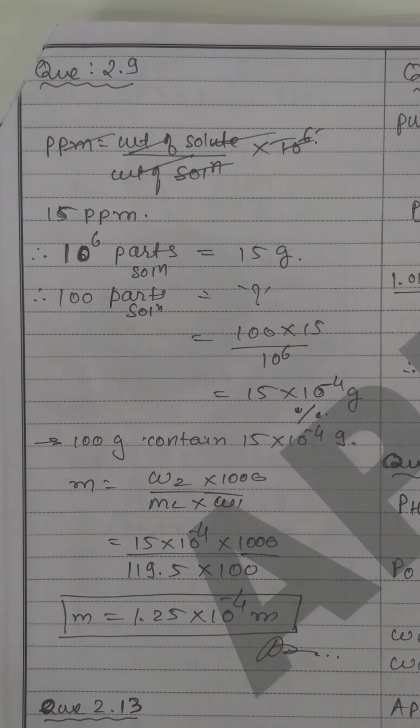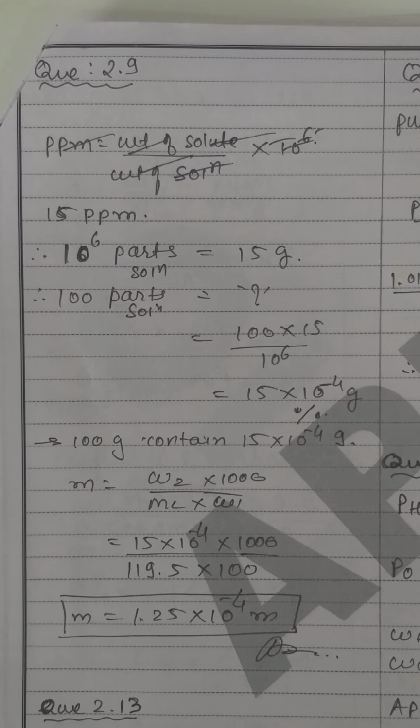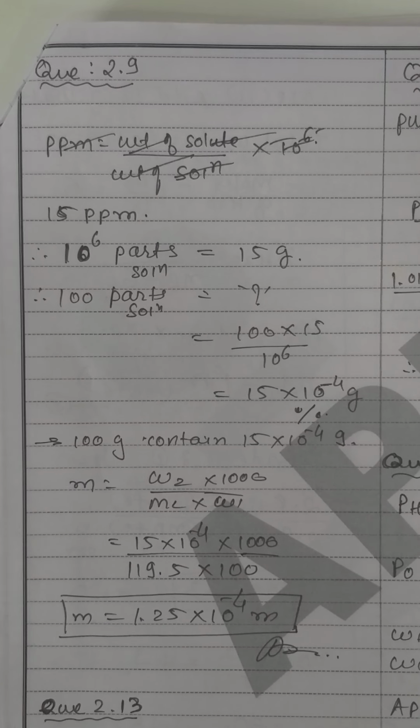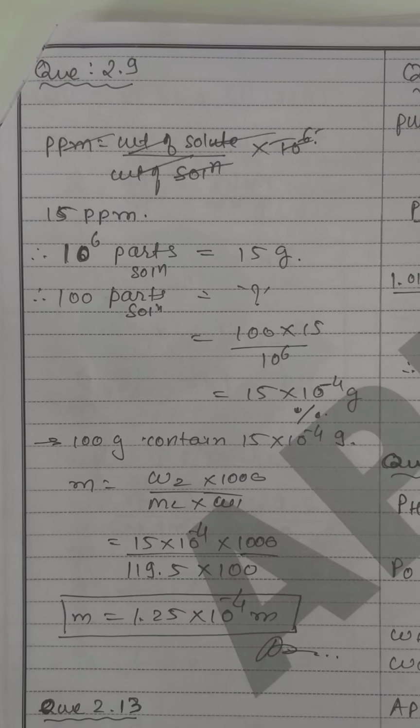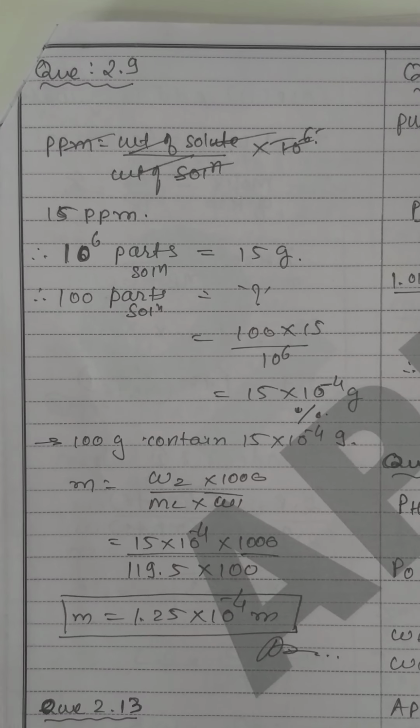Let's do question number 2.9. A sample of drinking water was found to be severely contaminated with chloroform, supposed to be a carcinogen. Now what is a carcinogenic substance? Cancer causing substance, that is called carcinogens. The level of contamination was 15 parts per million by mass. What we want to find? Express this in percentage by mass and determine the molarity of the chloroform in the water sample.